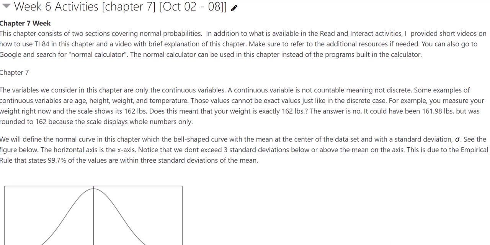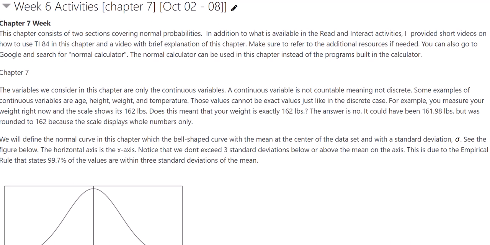Students, this week you should be working on Chapter 7. Chapter 7 is a critical chapter. It is the foundation of the remaining chapters in the course. If you had difficulty with Chapter 6, it's not a big deal.